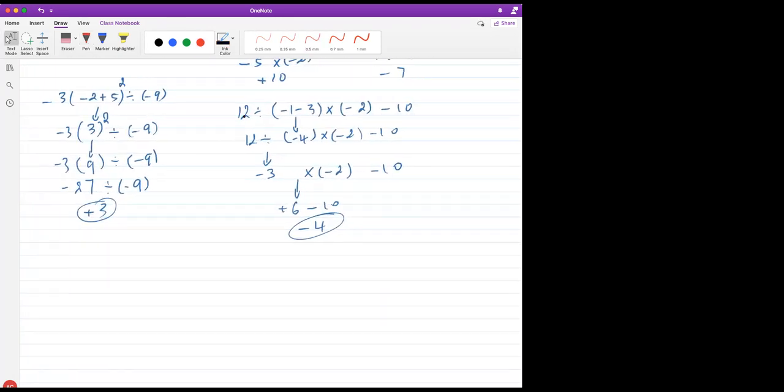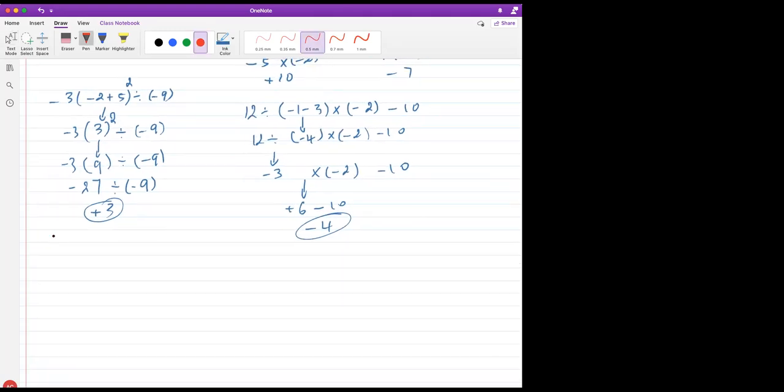This depends on where the operation starts, right? That's right, yeah. The order of operations tells you where to start from. Parentheses first if you have them, if not, exponents and so on.